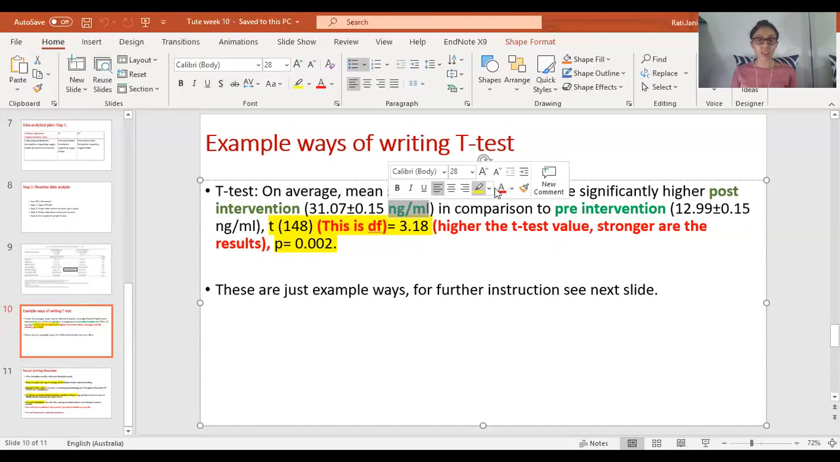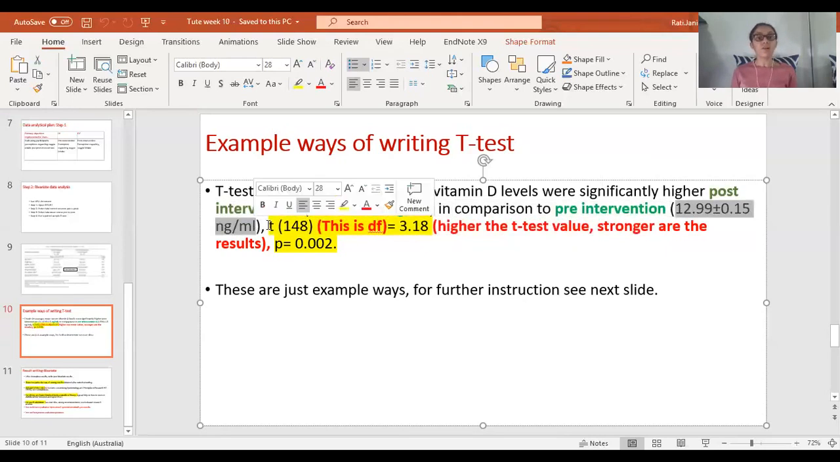Okay, because what is this? This is vitamin D levels, and vitamin D levels are measured as microgram per ml, in comparison to pre-intervention, and again you have the same mean and standard deviation with the units. These values you will find from your SPSS, which is the t value of 3.8. So remember this t value is 3.8.